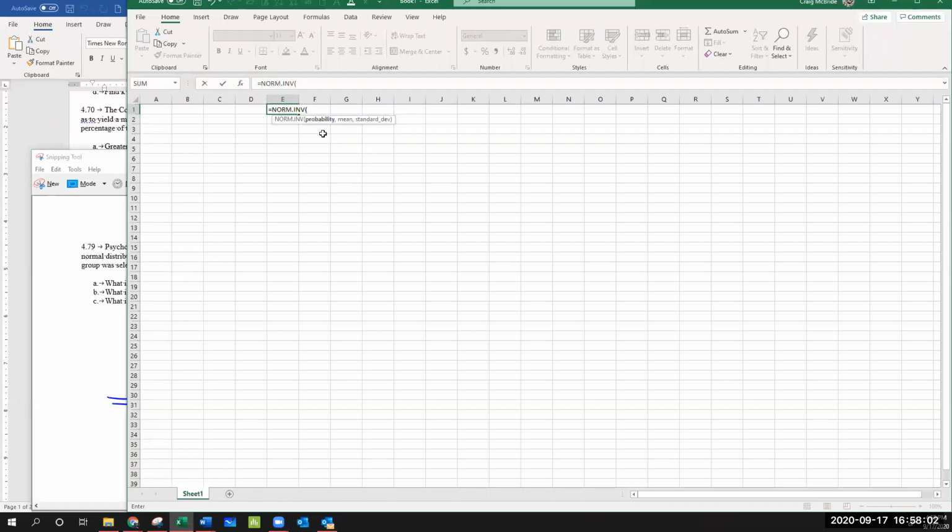So it wants the probability to the left. We're looking for the 90th percentile, so we want 0.9, comma, the mean, which was 930, comma, the standard deviation, which was 130, close the bracket, hit enter, and there's your answer, 1096.6. So your guess of 1,000 was pretty darn good, right?